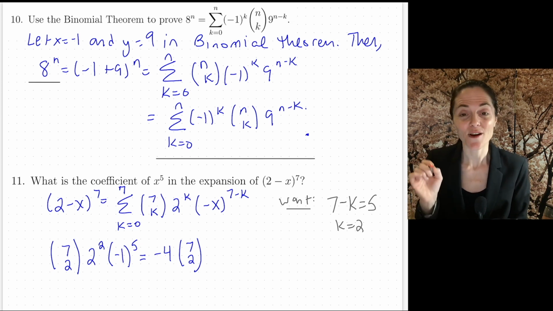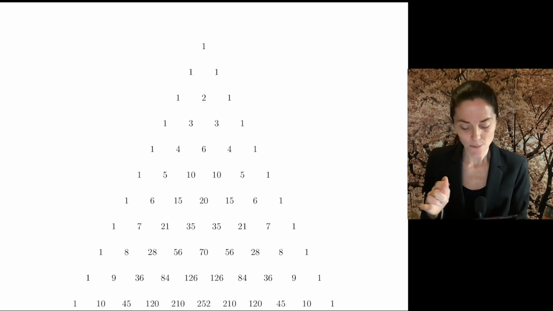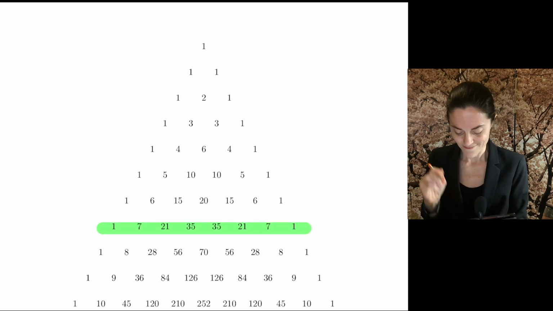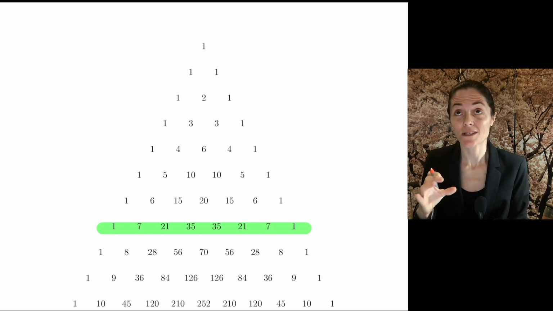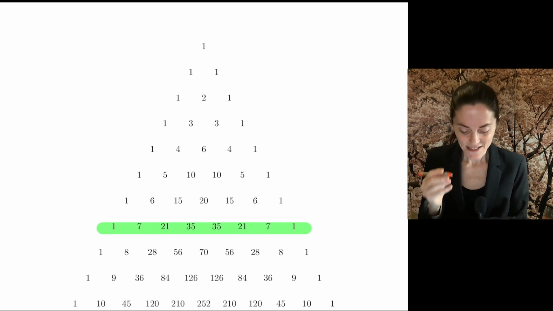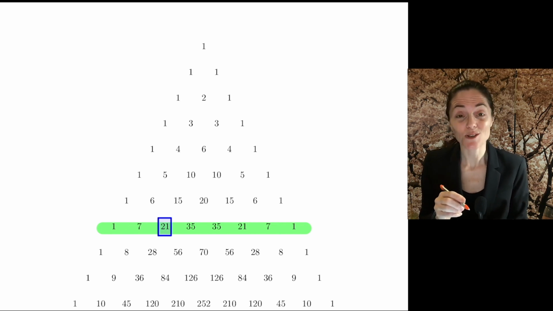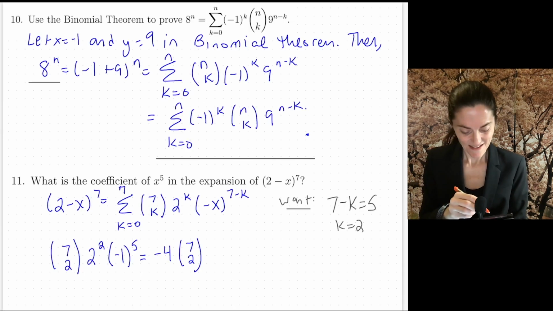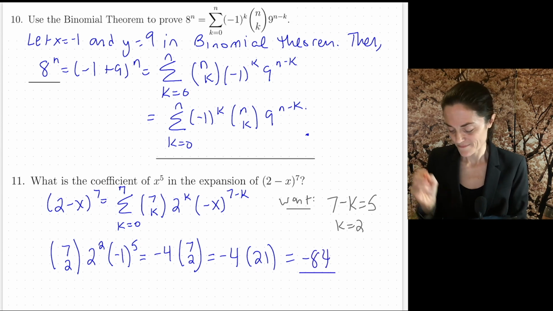But another fun way to see it is here. You see, this is Pascal's triangle. And here's the row for 7 choose k, and 7 choose 2 would be here. So you see, 7 choose 2 is 21. My final answer here is minus 84.